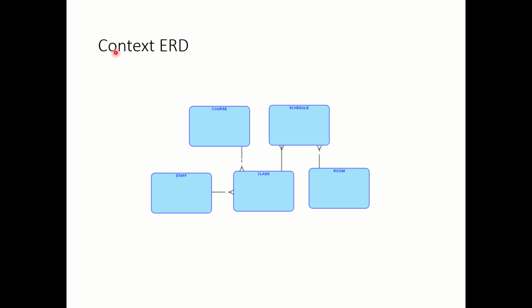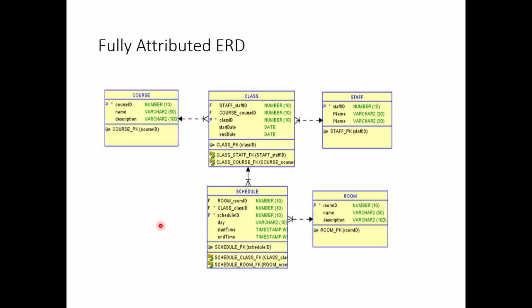So these are all the contextual ERD, where you just identified all the entities and the relationships between them. Now when it comes to the fully attributed ERD, this is actually a physical ERD. In a fully attributed ERD, you will identify the attributes and the primary keys. The attributes and the foreign keys will also be identified.